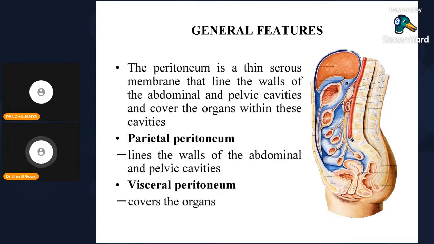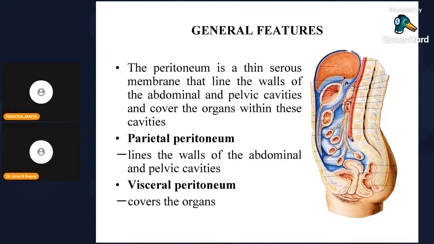Now going on to the peritoneum. Peritoneum is a thin serous membrane that lines the wall of the abdominal and pelvic cavities and covers the organs within these cavities. Peritoneum is made up of two types: parietal peritoneum, same peritoneum only. When it lines the abdominal wall, it's called parietal. The same peritoneum, you see the cursor where I am passing, the parietal peritoneum reflects over the visceral organ, it's called visceral peritoneum. So you can see the complete liver is lined by the peritoneum called visceral peritoneum.